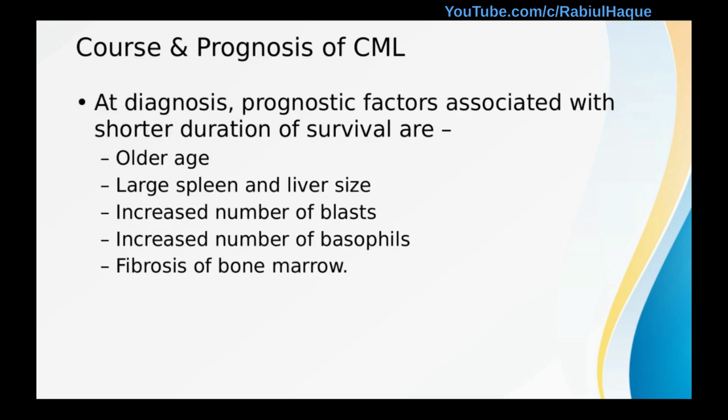At diagnosis, prognostic factors associated with shorter duration of survival are older age, large spleen and liver size, increased number of blasts, increased number of basophils, and fibrosis of the bone marrow.